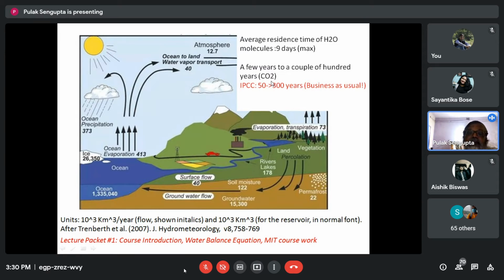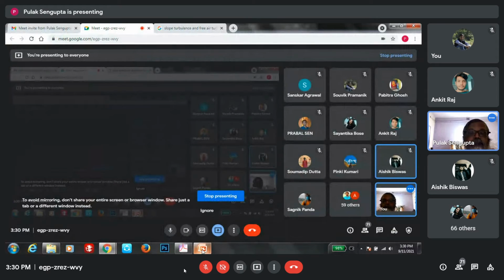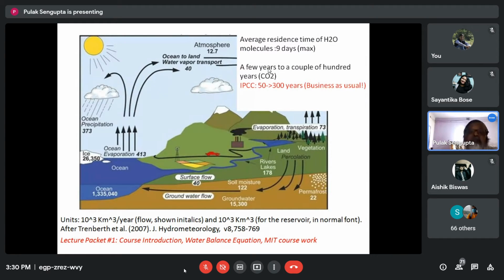But for carbon dioxide, this is a little problem. It varies from a few years to a couple of 100 years. IPCC says that it varies between 50 years and greater than 300 years. That means if you pollute the nature, it will take a long time to cleanse it. So don't do this. This is the message. And you know the business consequence of it. But what the IPCC did, the way we actually calculate the residence time like water, they used a different equation so that the number becomes big. But anyway, I will not delve deep into this controversial topic.